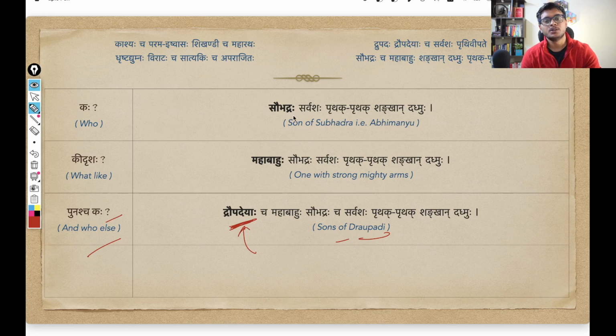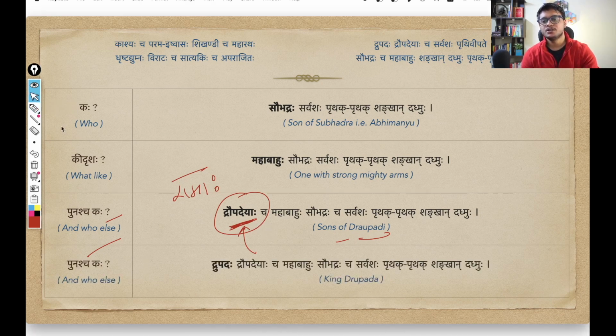And that's why, see, this is also in plural. Here, Saubhadra is in single form because there was only one son of Subhadra, that is Abhimanyu. But here, this is in plural form, Draupadeyaha, just as Ram changes into Ramaha. That plural form is because there are multiple sons of Draupadi. So all those sons of Draupadi, they also blew their respective conches. Okay, that is the sense here. And with this, I'll move on again.